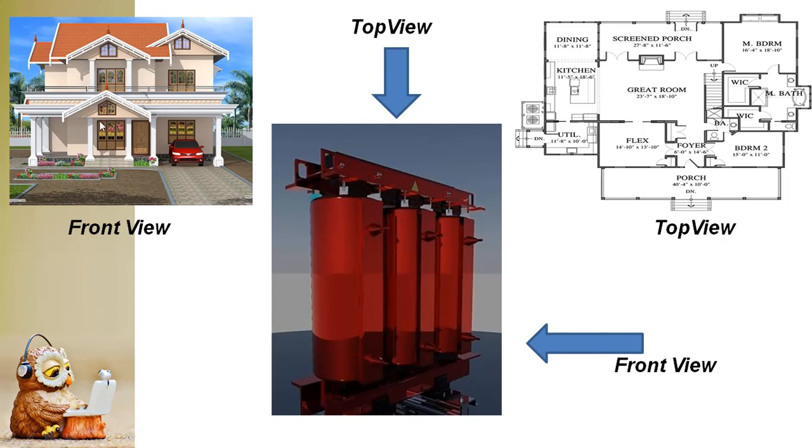Likewise, if you want to see where exactly the hall is, where exactly the room is, where exactly the kitchen is, for that you should go for the top view. By standing in front of the house, you cannot have a sectional plan of the house, and by looking from the top you cannot see the elevation. That's why the front view and the top view are both very important. Front view is nothing but an elevation, and top view is nothing but a section plan.